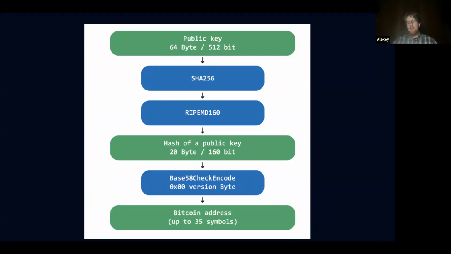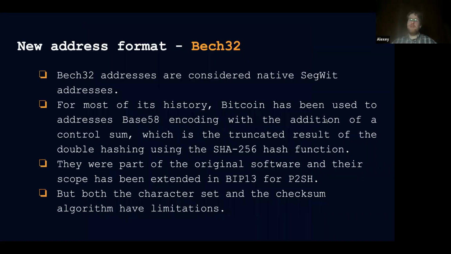The resulting byte string is encoded with base 58 algorithm, for example, or it can be different. We will get to that later. And the final Bitcoin address usually has up to 35 symbols in it. But of course, there can be some deviations because of base 58 algorithm, because of the way it works. But this encoding algorithm is not the only one which exists in Bitcoin.